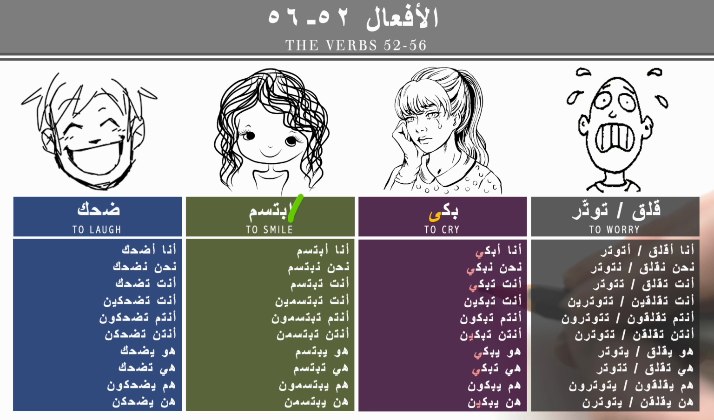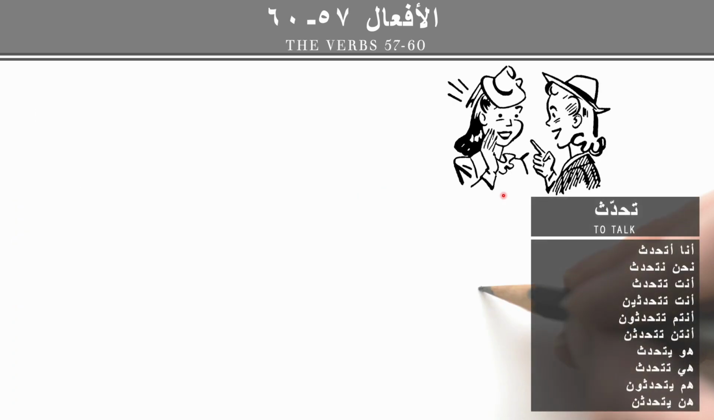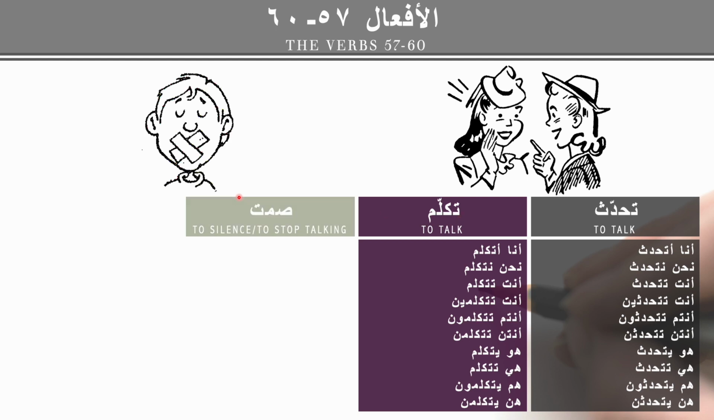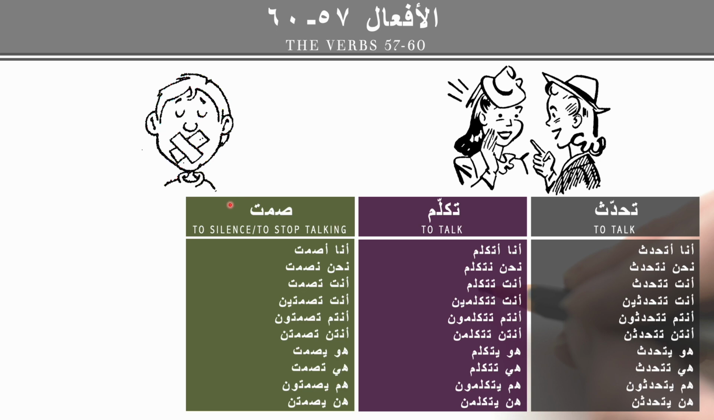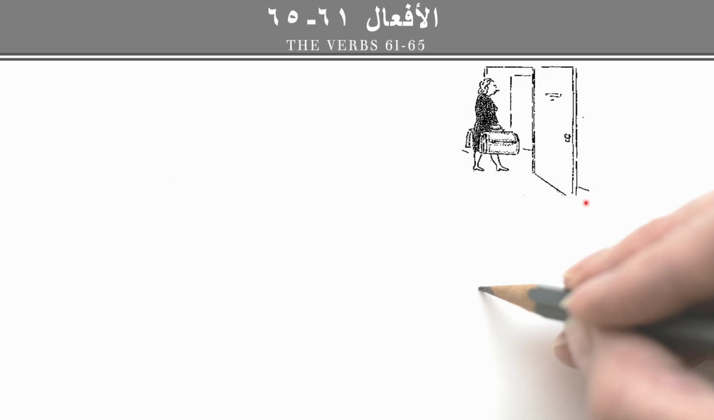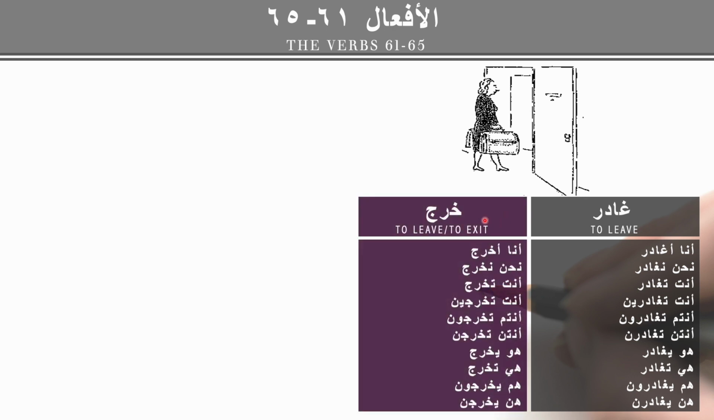Yeah, let's move to the next one, the verb to talk. The first way to say it is تحدث. The second way is to say تكلم. Both of them are common in today's spoken dialects as well. I use the word تكلم more, but I still also use تحدث. The next is to keep quiet or to keep silent or not to talk or to stop talking. صمت, سكت. To leave a place, غادر, and also to leave a place or to exit, خرج.